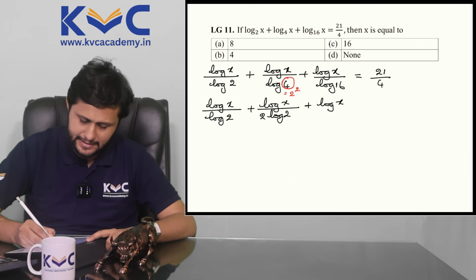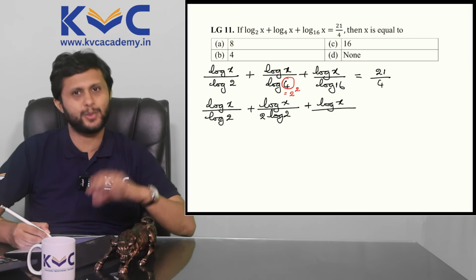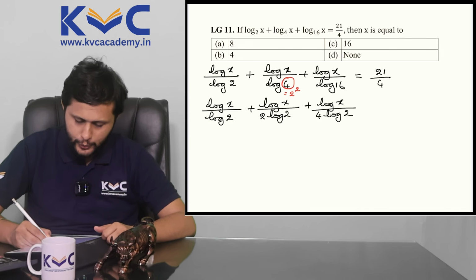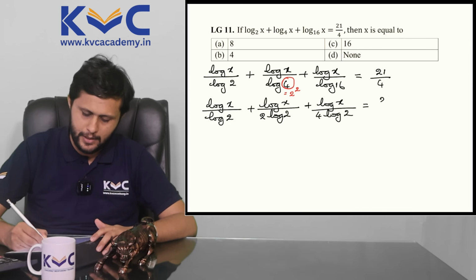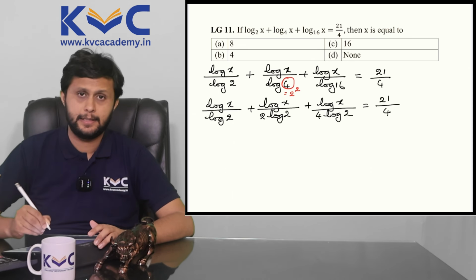Plus log x, log 16. What is log 16 now? 16 can be written as 2 to the power 4. 4 comes outside. So 4 log 2, correct, equal to 21 by 4. This much is done. What is the next step?